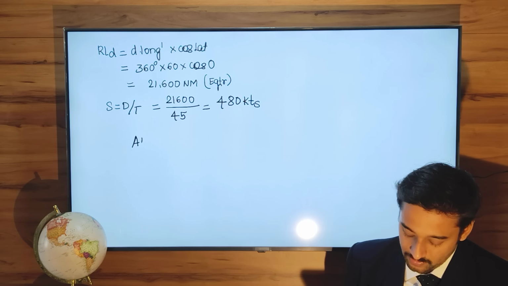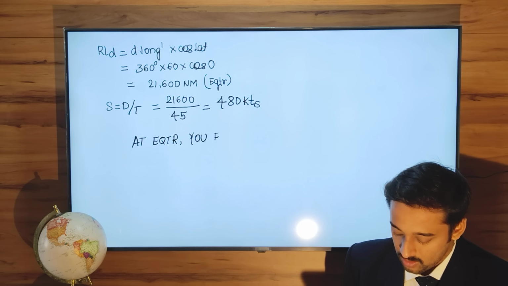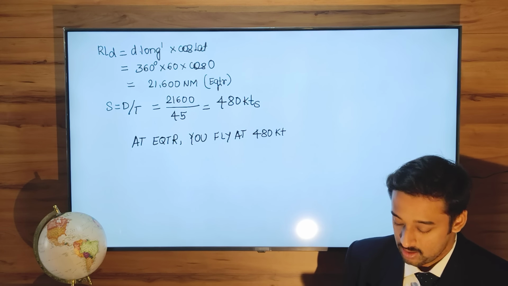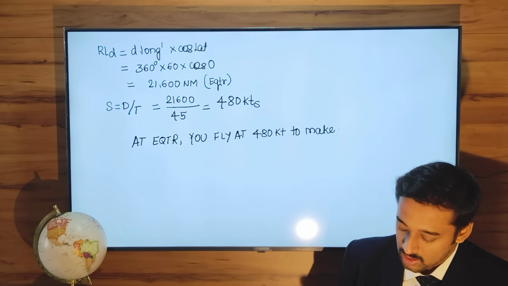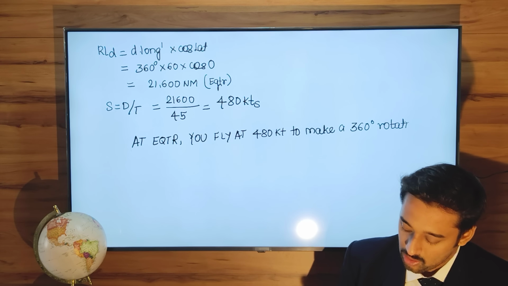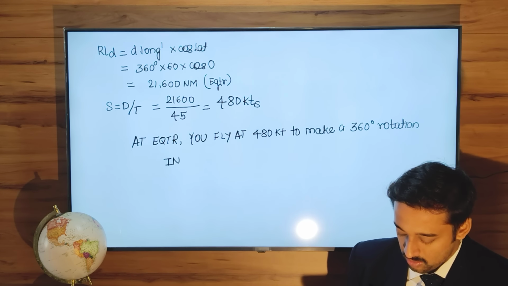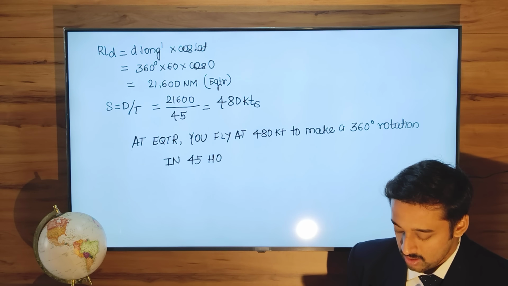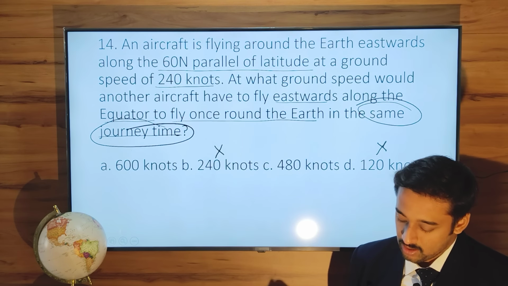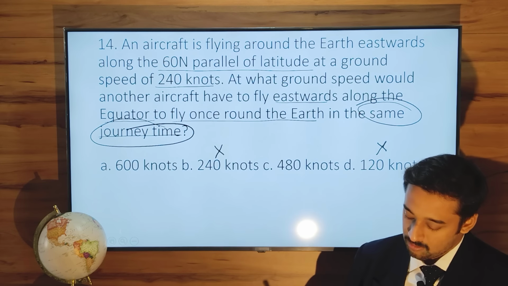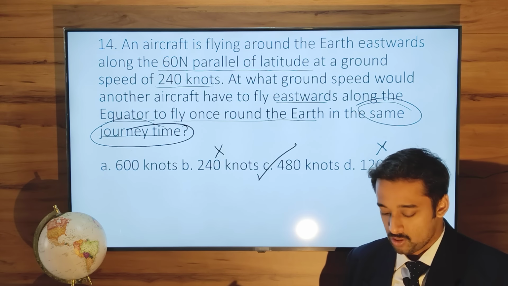So at the equator, our conclusion is that you fly at 480 knots ground speed to make a 360-degree rotation in 45 hours. Okay. So the correct option from these two remaining will be option Charlie, 480 knots.